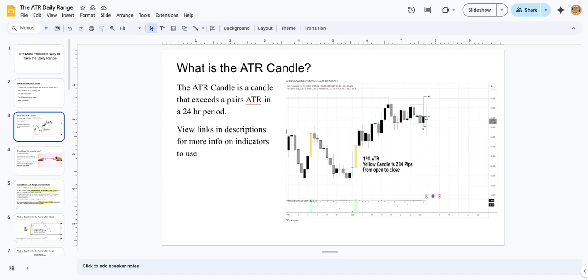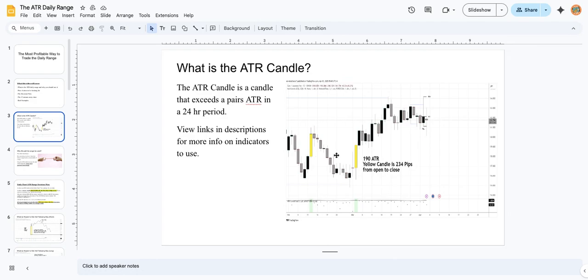I included a chart here on this slide as an example. You'll see two yellow candles, but I'm mainly focusing on the second yellow candle, even though both of them will do. It's a candle that exceeds the average true range. In this example, the average true range of EJ is 190, but this yellow candle is 234 pips from the open all the way up to the top. That's why I turned the color. All the other candles on this chart are gray and black, which means they are not above the average true range. I only focus on the days where a pair goes above its average.